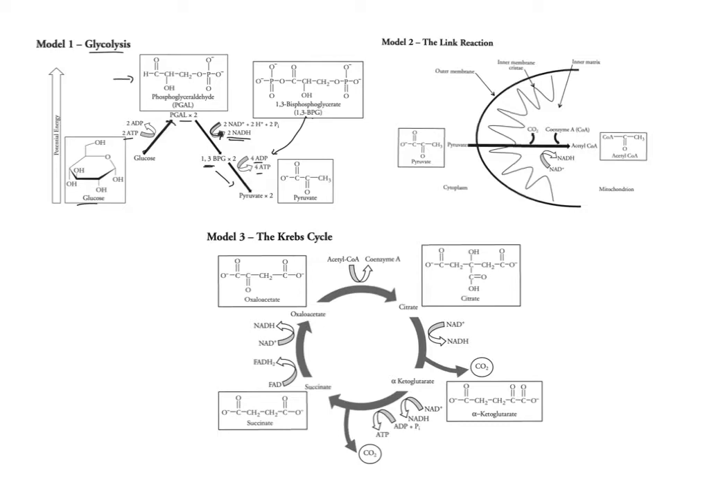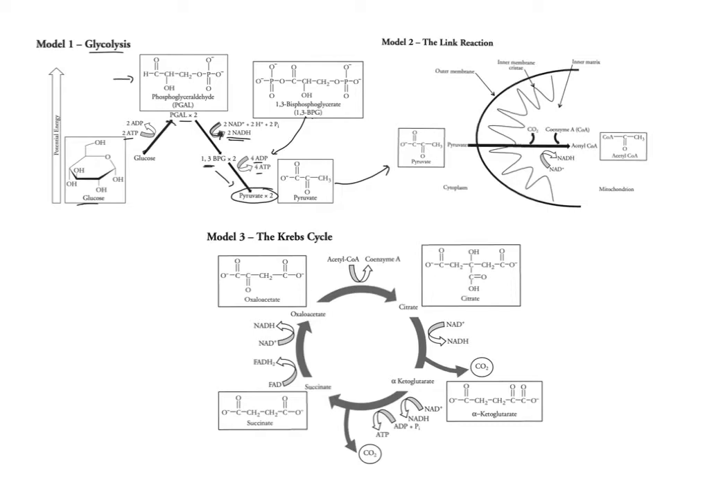So pyruvate, you get 2 pyruvate molecules from 1 glucose that are going to enter the link reaction. Now, the link reaction is the transition from the cytoplasm into the mitochondria, and it's a short reaction where pyruvate gets combined with something called coenzyme A. Now, coenzyme A, if you remember what a coenzyme is, it's something that helps an enzyme function, and that's what it's going to serve in the Krebs cycle.